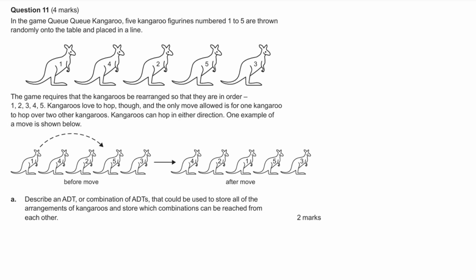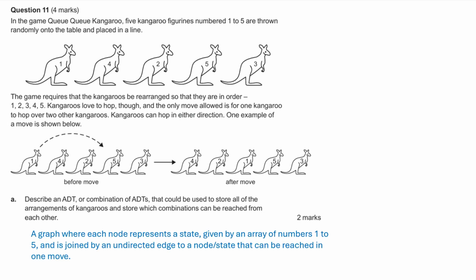Okay, pause, have a think. This question, we have to make the important distinction. Are we modeling one particular instance of a problem using a graph or whatever, or are we modeling multiple instances? Are we doing a state graph? And that's what this is, and I think it's clear that's what this is after here. This could be used to store all of the arrangements of kangaroos and which ones could be reached from each other. So that's how I would be phrasing this.